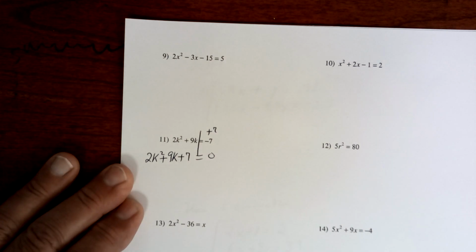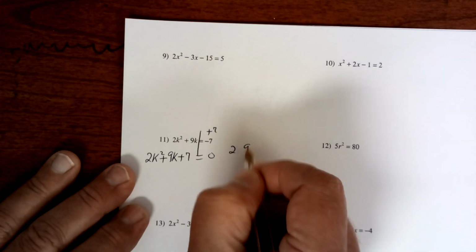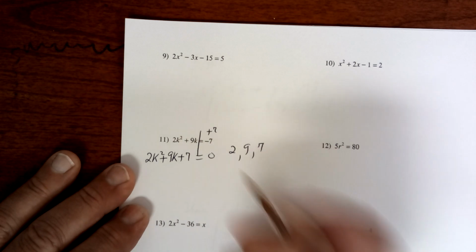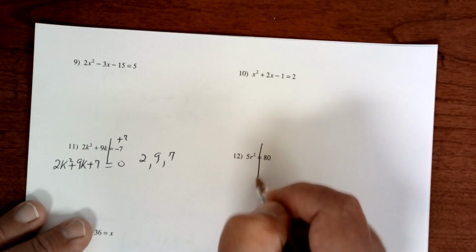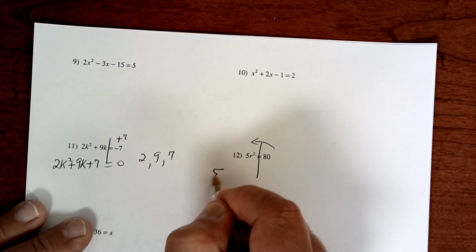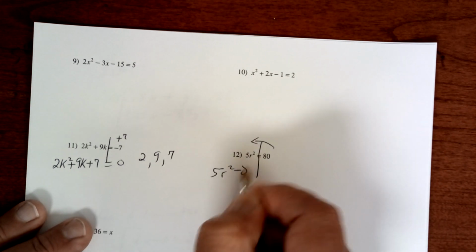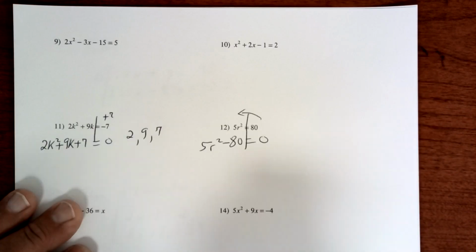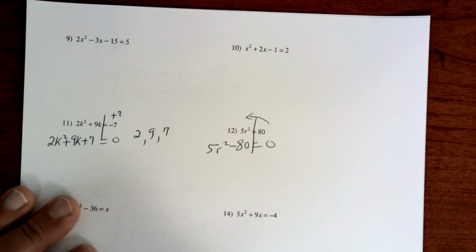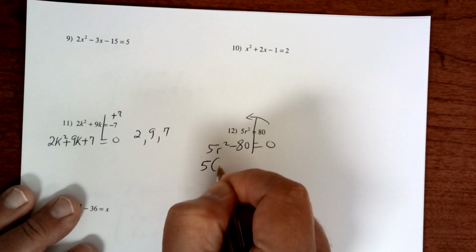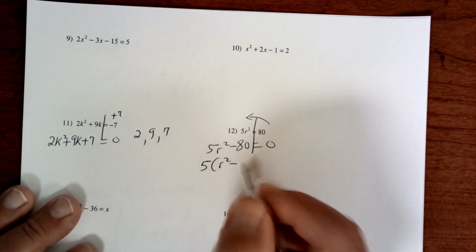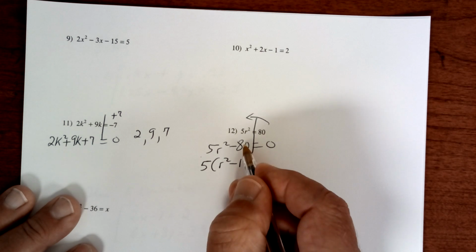Then you have your A, your B, and your C. And then you work it out. One more. This one right here, you're going to move the 80 to the other side, so it's going to be 5 and a minus 80. And what you can do here is factor out the 5. Okay? So 5 goes into 8 one time with 4 left over, so that should be 18.